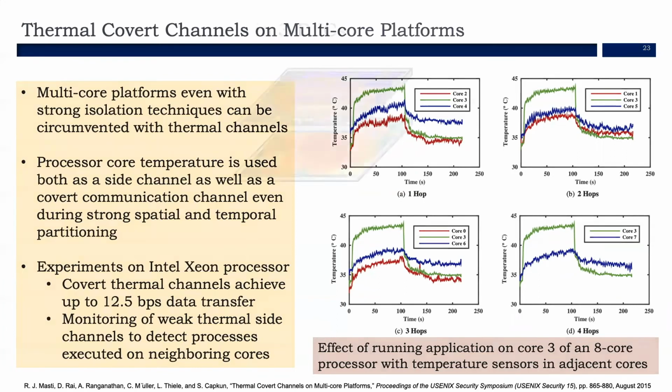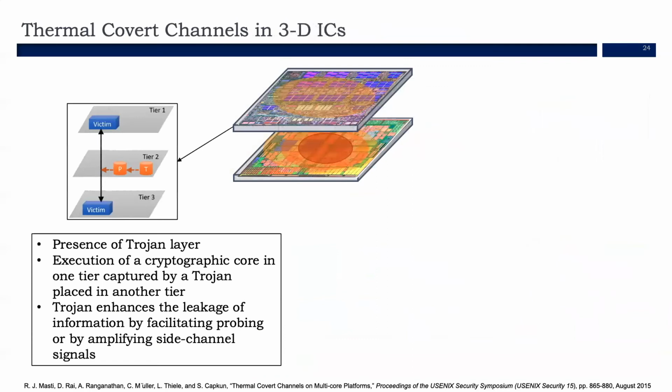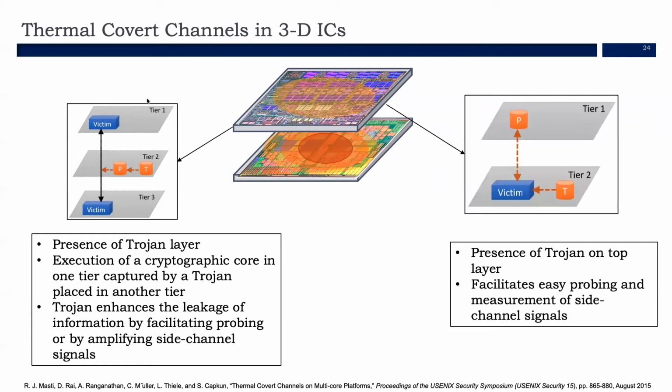Applying similar logic to 3D ICs, a Trojan plane can be used to snoop on the cryptographic code present in the bottom tier, and using the temperature sensor it can determine the activity of the AES core, and therefore leads to a Trojan that can either release an EM signal or enhance the side channel analysis, or can be used for easy probing of the circuit.